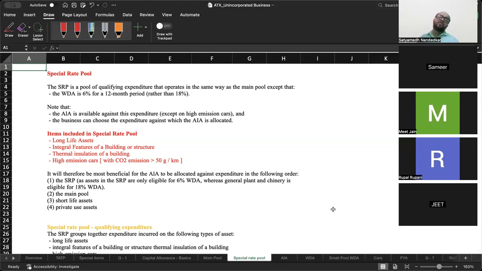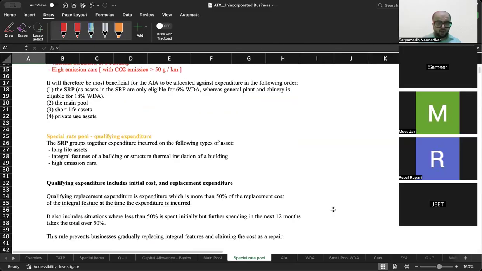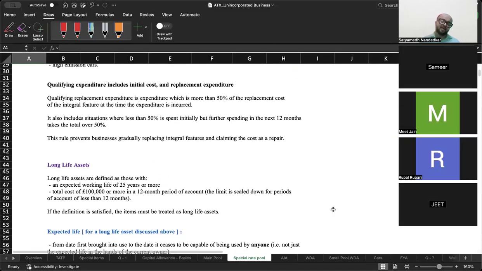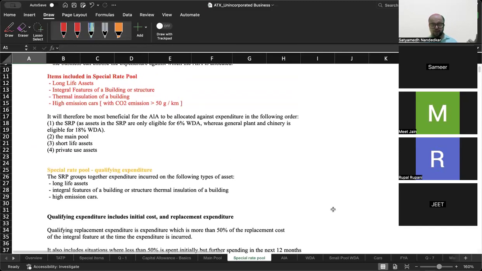If I were to talk of a long life asset, what is a long life asset? Long life assets are defined as those with an expected working life of 25 years or more and total cost of 1 lakh or more in a period of 12 months. If the definition is satisfied, the items must be treated as long life assets. So what are long life assets? Those with an expected working life of 25 years or more and total cost of 1 lakh pounds or more in a 12-month period. They are included in the special rate pool.